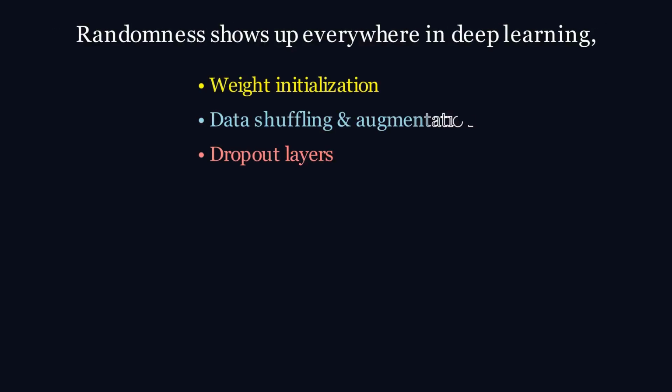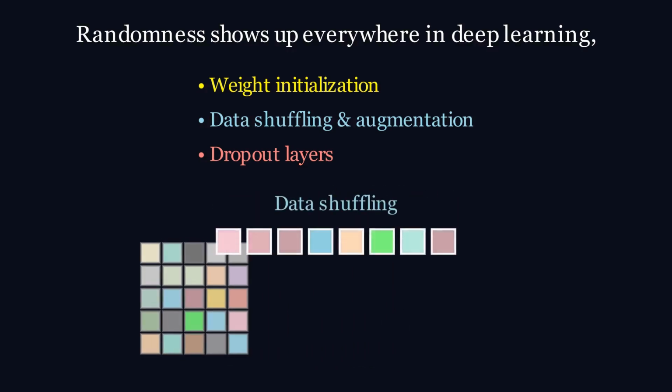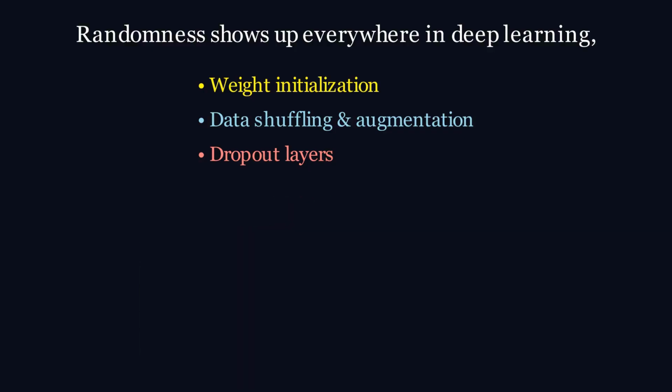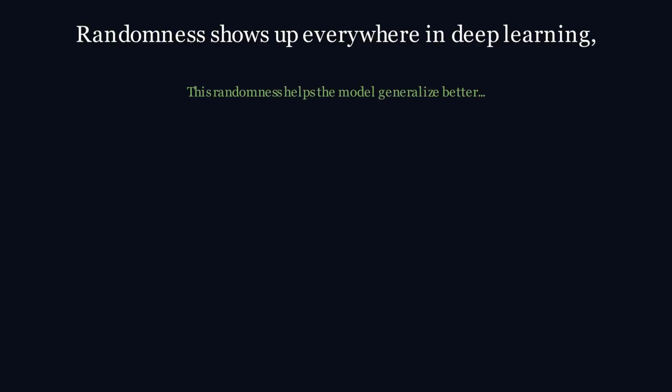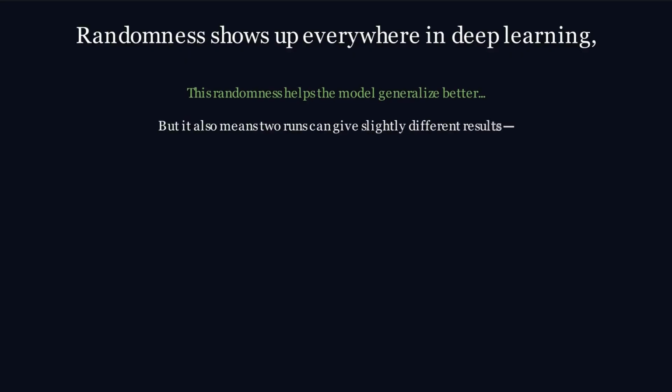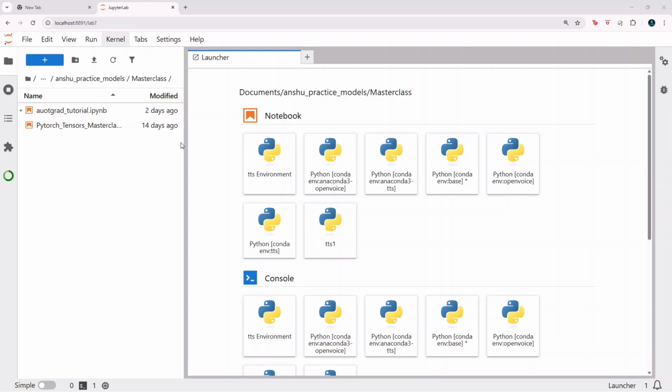Randomness shows up everywhere in deep learning, from weight initialization to data shuffling to dropout. When you start training, PyTorch uses random numbers to initialize weights, augment data, and decide which neurons to drop during training. That randomness helps your model generalize better, but it also means two runs can give slightly different results. And if you're debugging or comparing experiments, that's a nightmare. Let's have a look at this with an example.